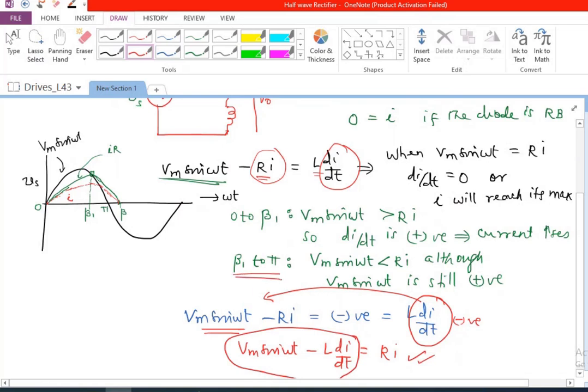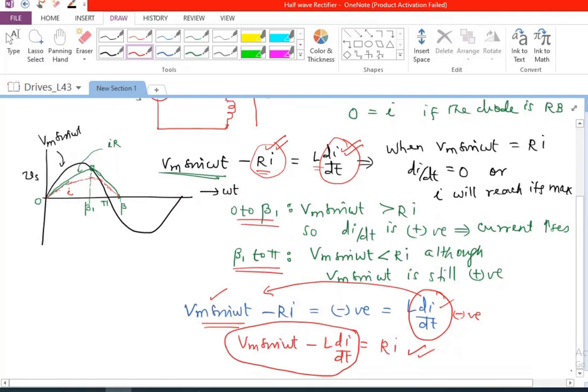So from 0 to beta 1, Vm sin omega t was taking care of whatever is the resistance drop and inductance storing the energy. Di by dt is positive, meaning inductance is storing the energy. Now inductance has started returning the energy. So that is joining hands with the positive voltage to take care of our IR drop.